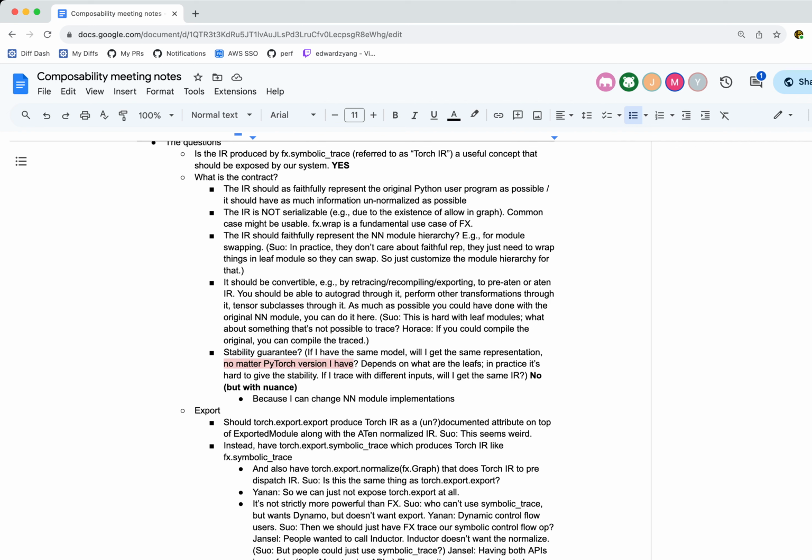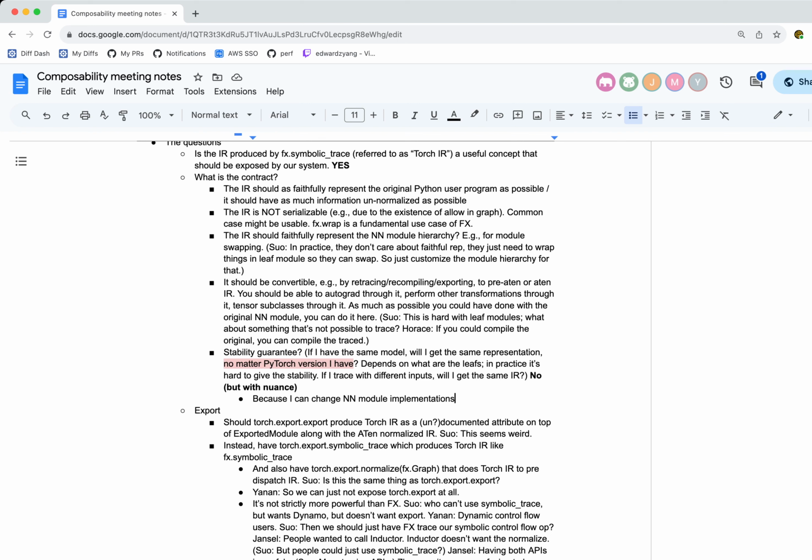ATen IR is less stable. I think that's a relatively ridiculous thing to premise anything off of, because we're not really going to change torch.nn.Linear. But we do change stuff like scaled dot product attention. Yeah, there are modules we do change. That's fair. So may I say something?